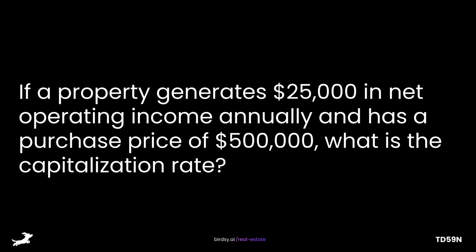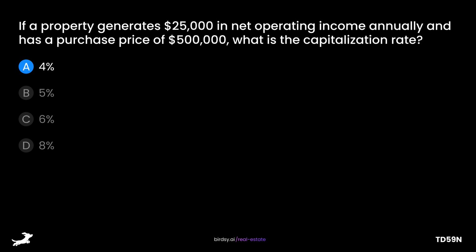If a property generates $25,000 in net operating income annually and has a purchase price of $500,000, what is the capitalization rate? Is it A, 4%, B, 5%, C, 6%, or D, 8%? The answer is B, 5%.